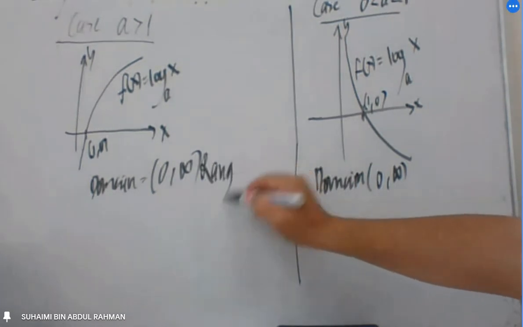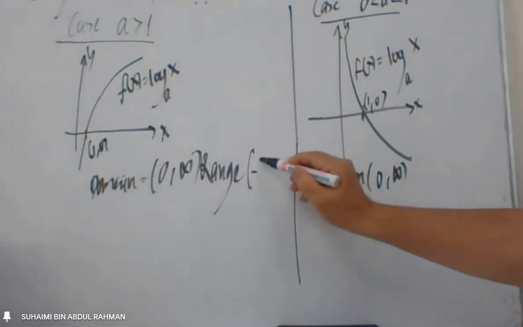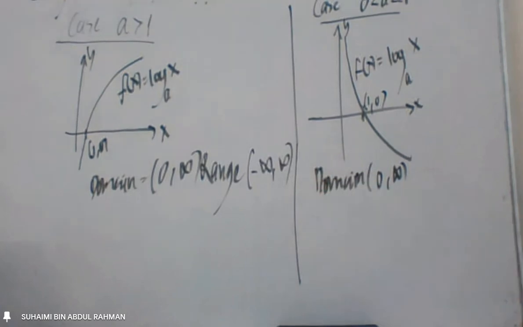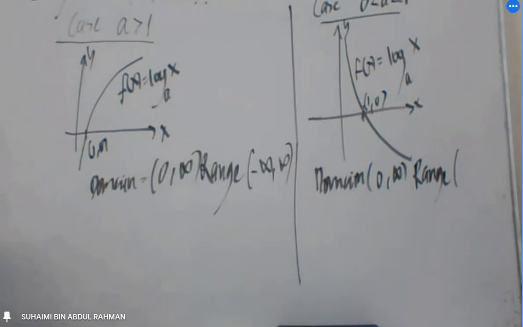Range, minus infinity to infinity. Here, range, same, minus infinity to infinity.